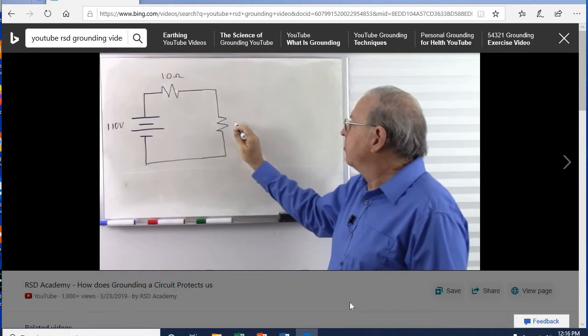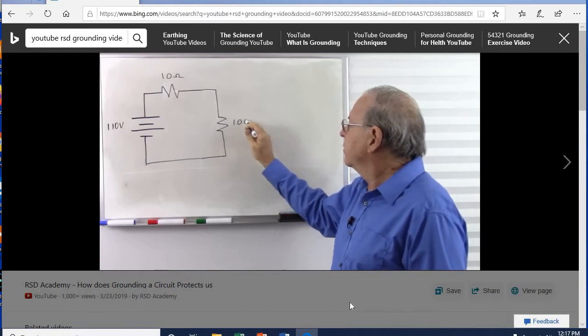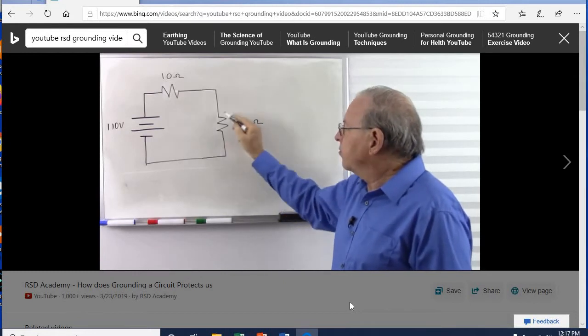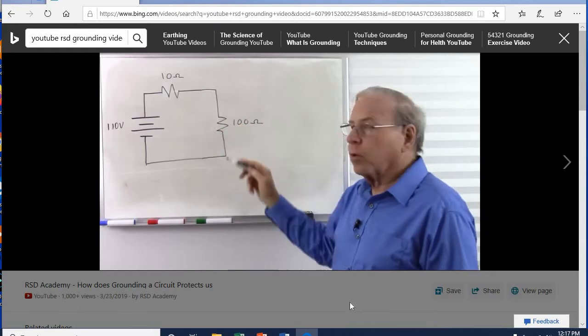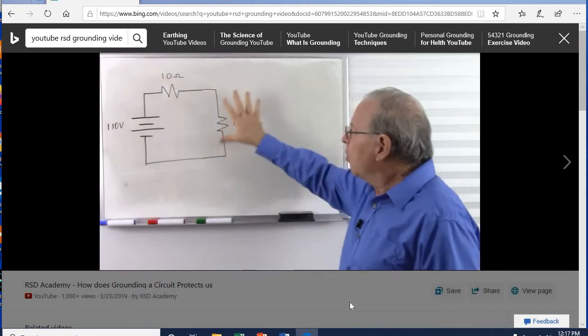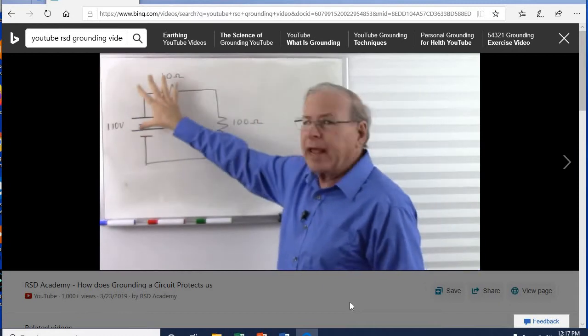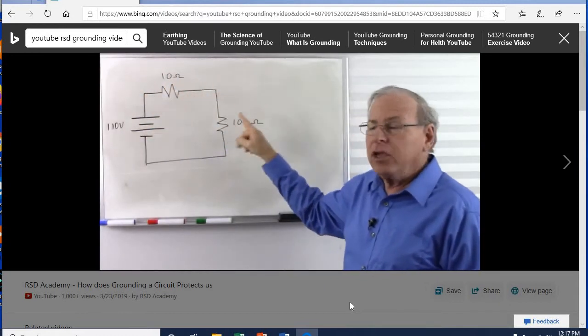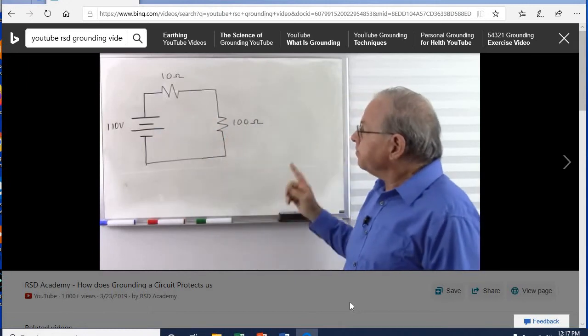And over here, let's make this 100 ohms. That'd be your drill motor. This resistor represents our tool or whatever we're working with, or it could be almost anything. We just want to look at what happens over here. So don't worry about what this is. We want to see what happens over here as we use current from the system.